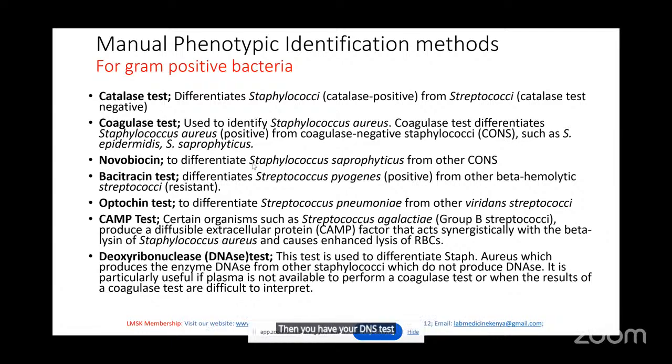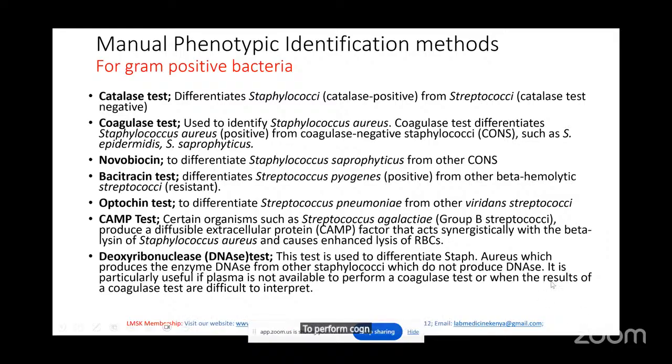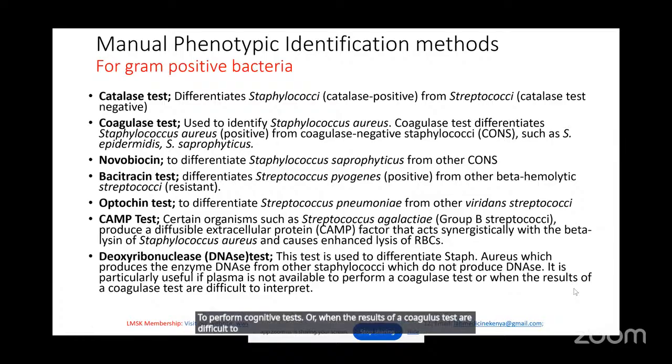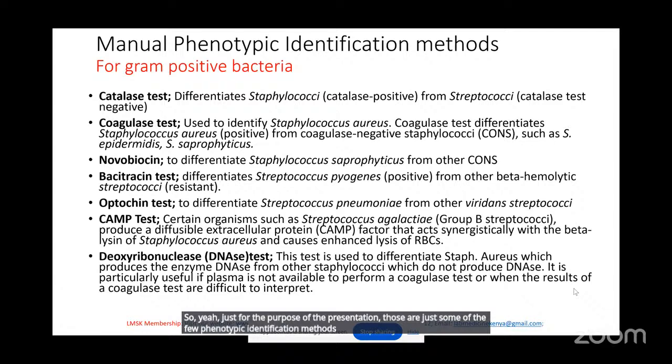So this test is used to differentiate Staphylococcus aureus, which produces the enzyme DNase, from other staphylococci which do not produce DNase. It is particularly useful if plasma is not available to perform coagulase test, or when the results of a coagulase test are difficult to interpret. So I've just listed some of them, not all. Just for the purpose of the presentation, those are some of the few phenotypic identification methods for gram-positive bacteria.